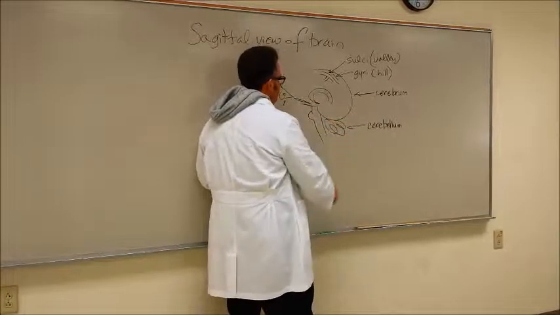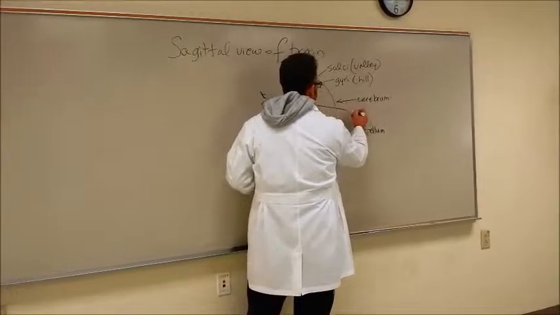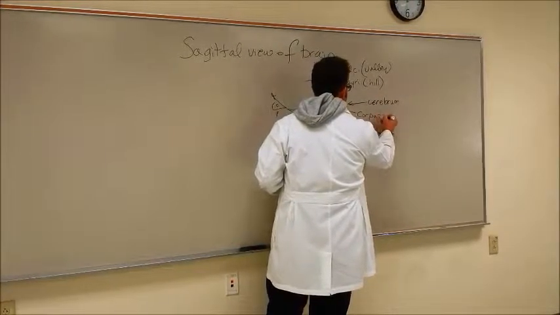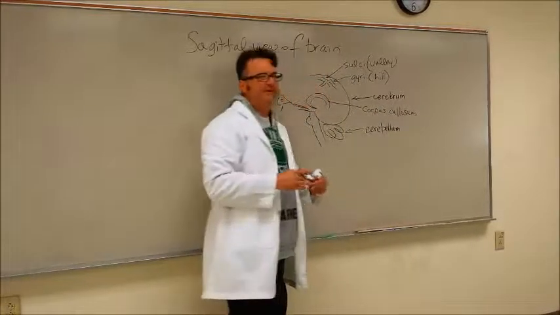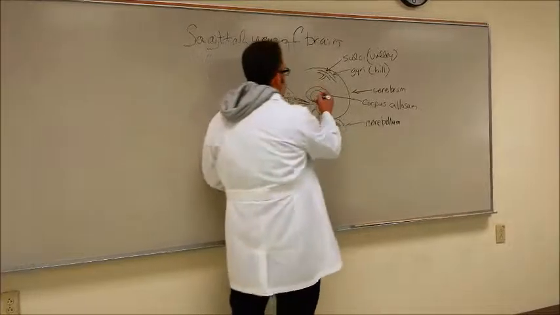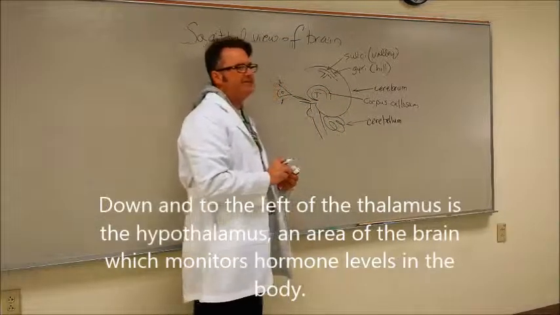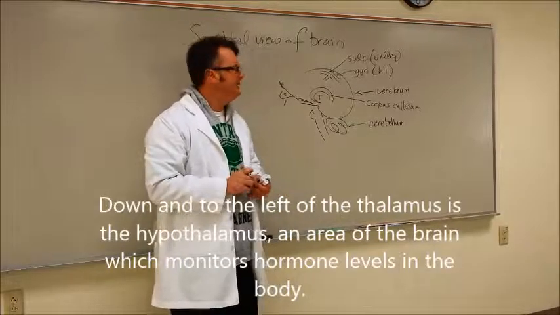But let's talk about the different anatomy parts of the inside of the brain. This area right here is called the corpus callosum. And the corpus callosum is where there's a connection between the hemispheres of the brain. The area in the middle is called the thalamus. That is the first area in your brain to perceive pain.